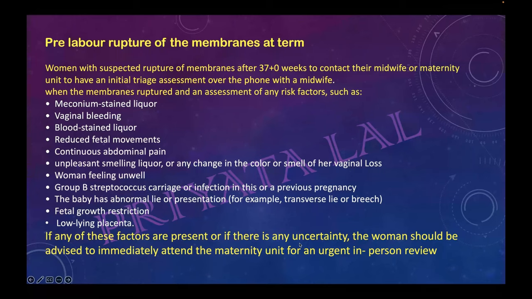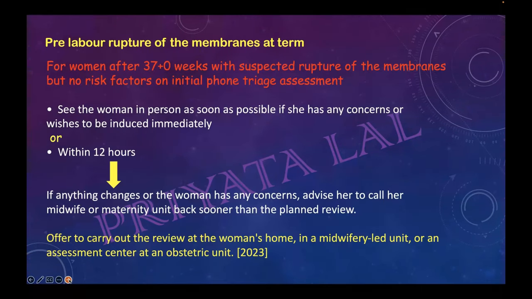Now, this part is again a new thing, it was not there previously. They have added this part: if the patient is at 37 weeks of pregnancy with suspected rupture. Now they have put the word suspected rupture here.